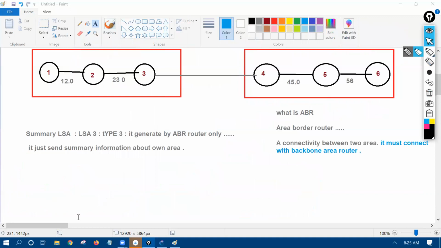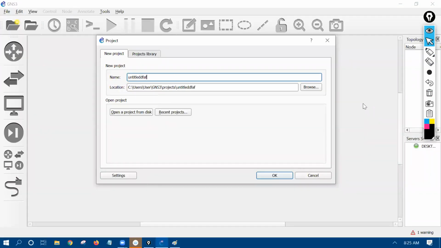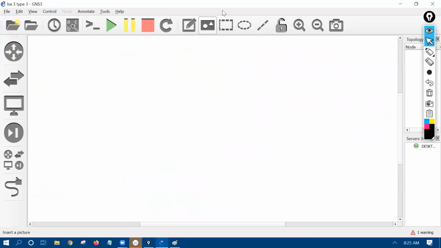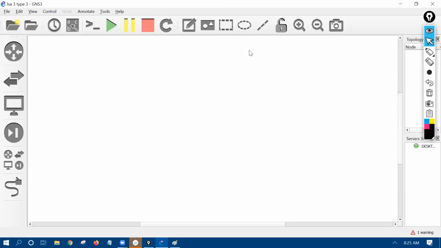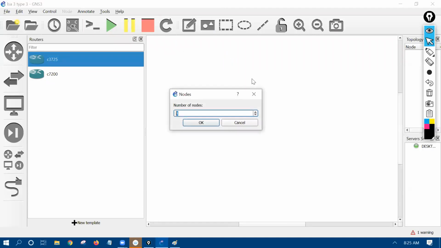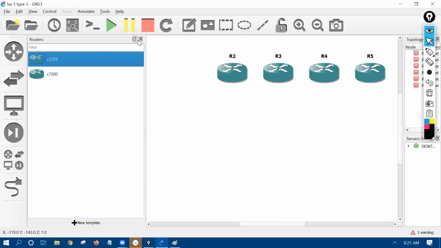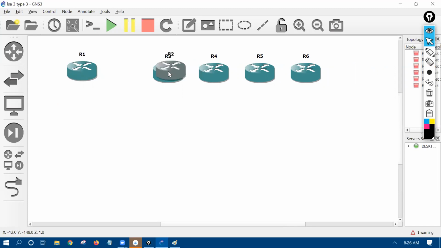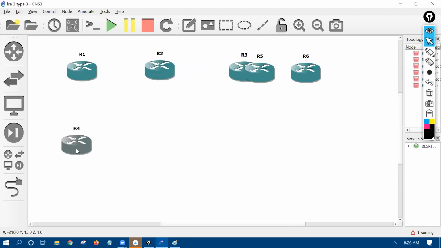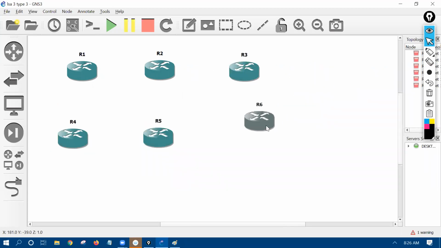Let me show you this thing, then I'll come back to the next point. What I can do right now, LSA type 3. I'm going to take 6 routers over there. So where is R1, R2, R3? Right now I'm just going to teach you how the ABR looks and how the ABR communication works. Then I'll come to the summary LSA part.